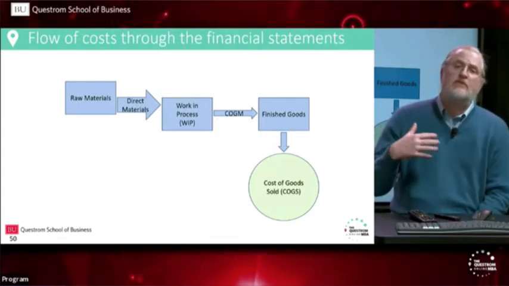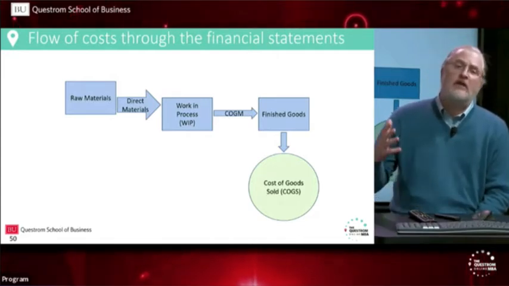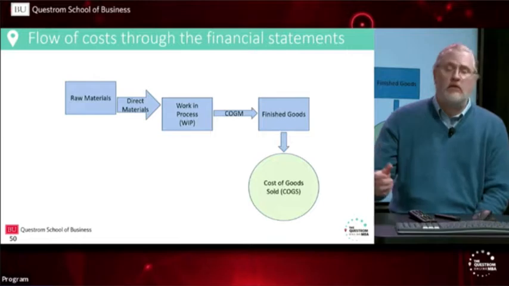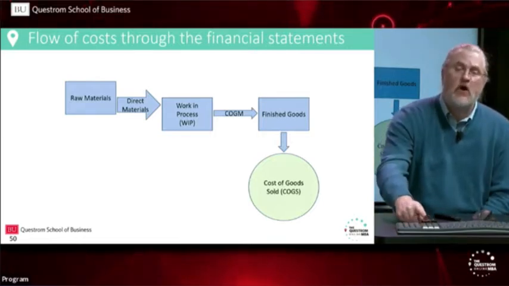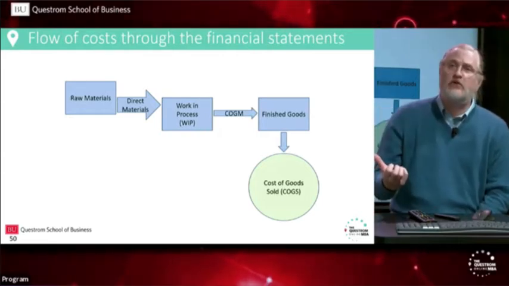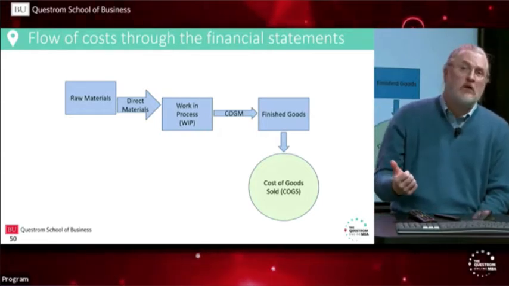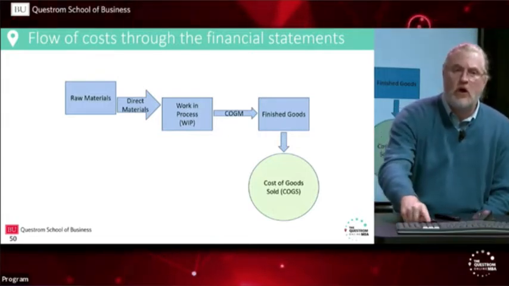And that COGM, cost of goods manufactured, is the technical term for that. And now we have it in finished goods awaiting the revenue recognition, when the matching principle would have us recognize the cost. Once the revenue recognition happens, we shift those costs out of finished goods inventory and down to the green circle, which is on the income statement as cost of goods sold, or COGS.